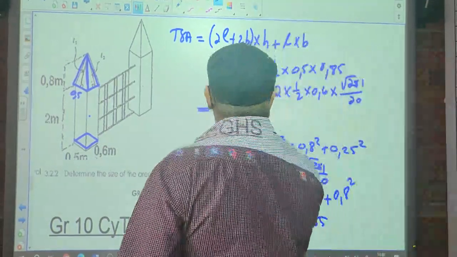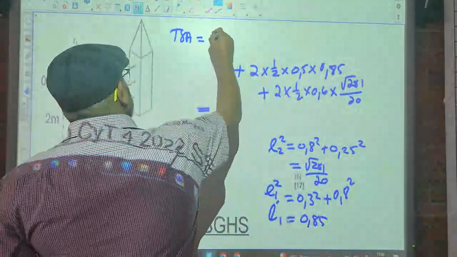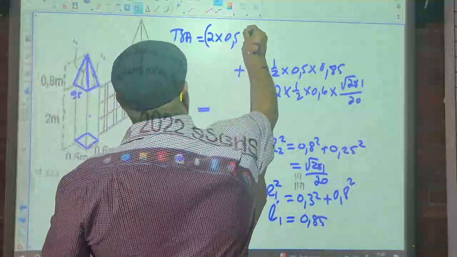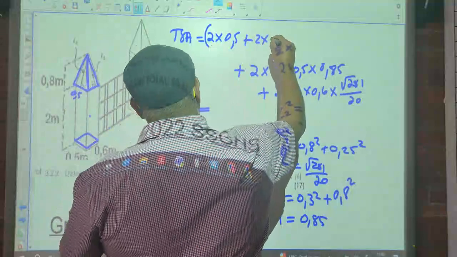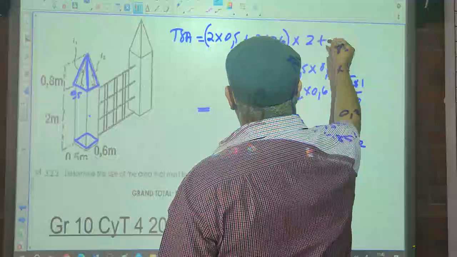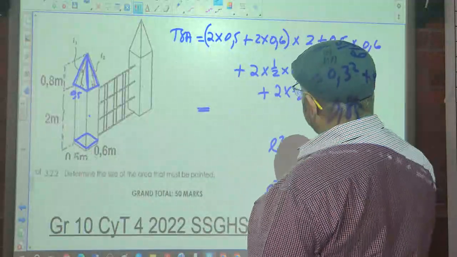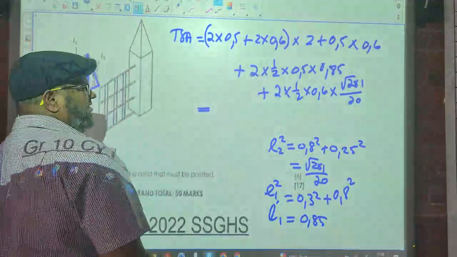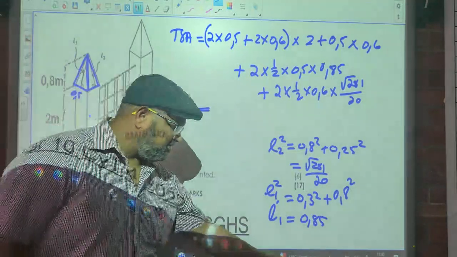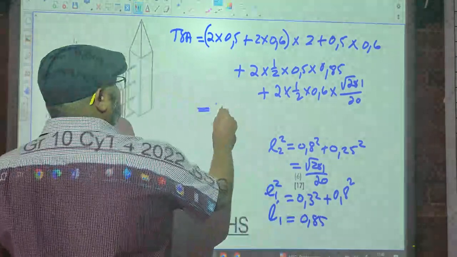Okay. So let me just do the substitution straight here. We're running out of time. It's going to be 2 times my length, 0.5, plus 2 times the breadth, which is 0.6, times the height, which is 2, plus the area of the base, which is 0.5 times 0.6. What does that work out to be? Sorry? Just check in the memo. 3.9. Is that for both?